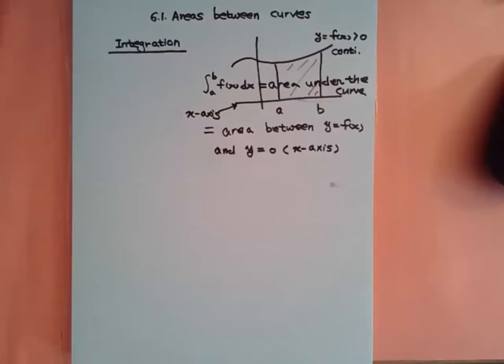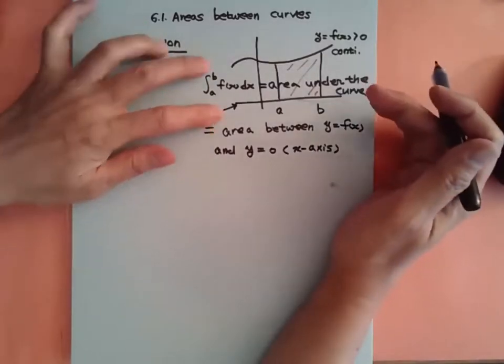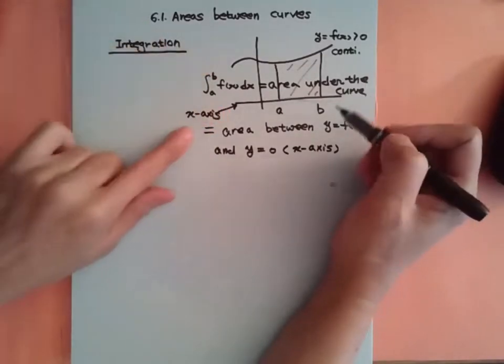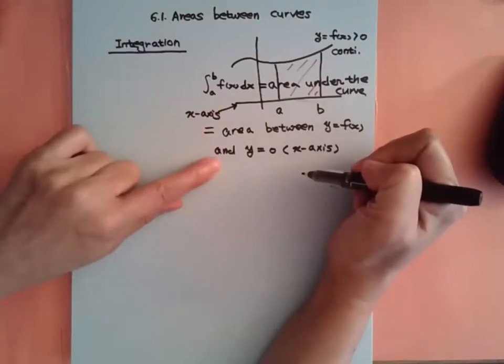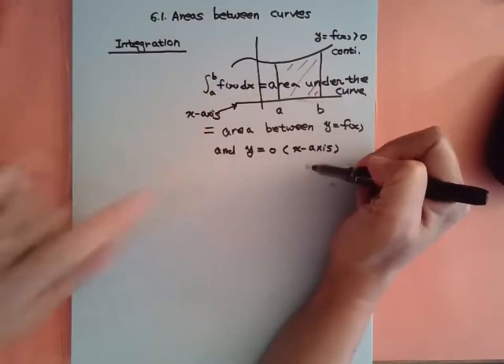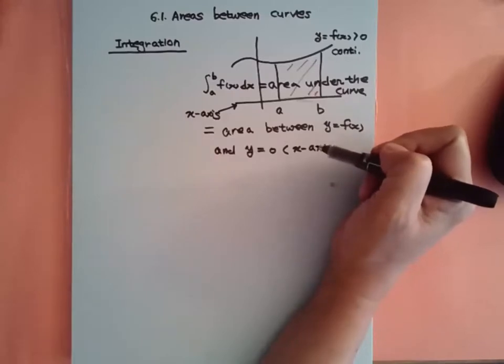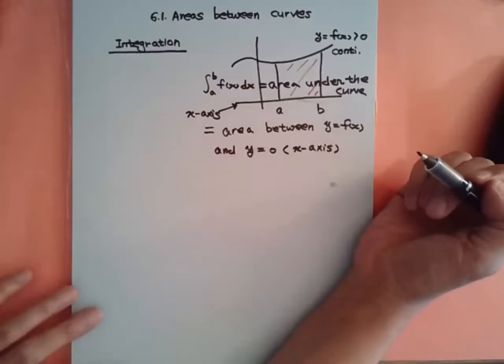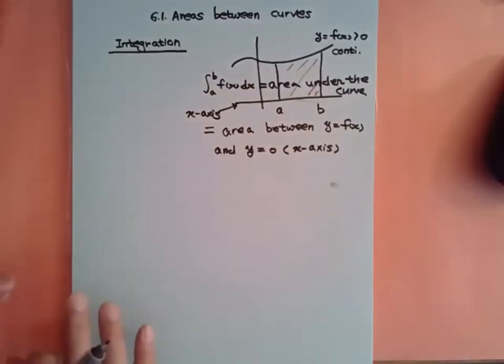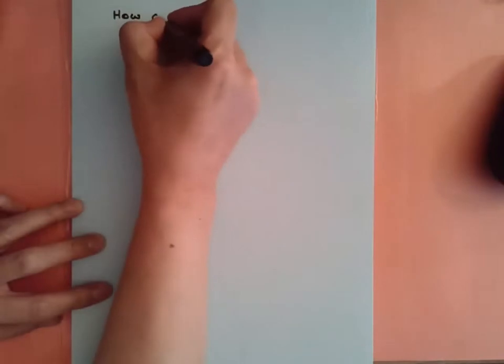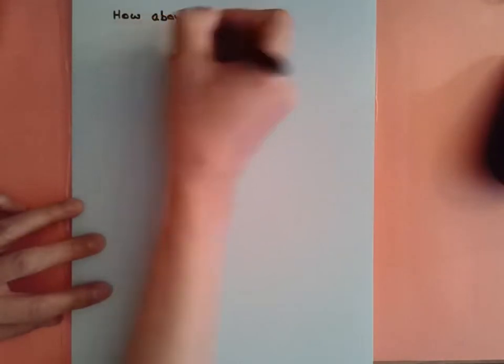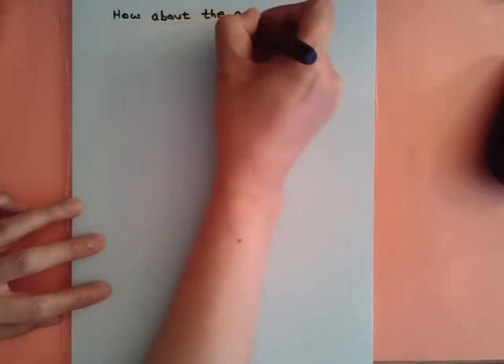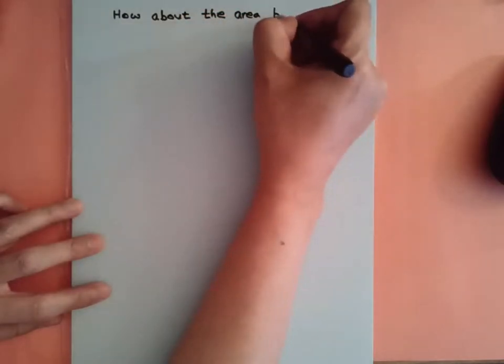What we want to think about today is area between curves. So in this setting, instead of thinking about y equals 0, which is a particular curve, we will think about any curve. And then we will think about the area between two curves. The question is, how about the area between two curves?